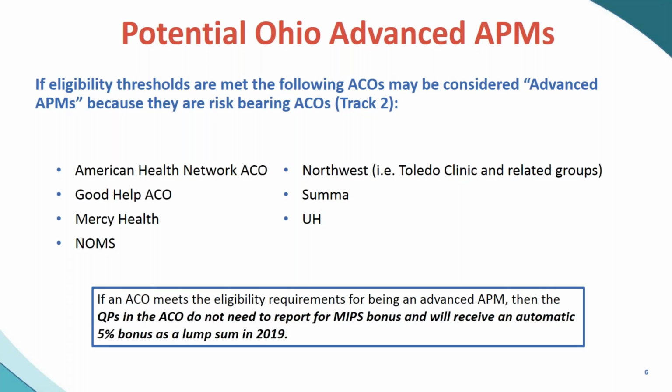So if the ACO does meet the eligibility requirements for an advanced APM, they don't need to do any additional reporting and will receive the automatic MIPS bonus, the 5% in a lump sum. And when we say eligibility, what we're talking about is CMS is saying either you have a certain percent of your patient panel or a certain amount of your billing overall as an organization or an ACO is Medicare Part B billing. And so if you meet either of those prongs, then you fall into being an advanced APM for that year.